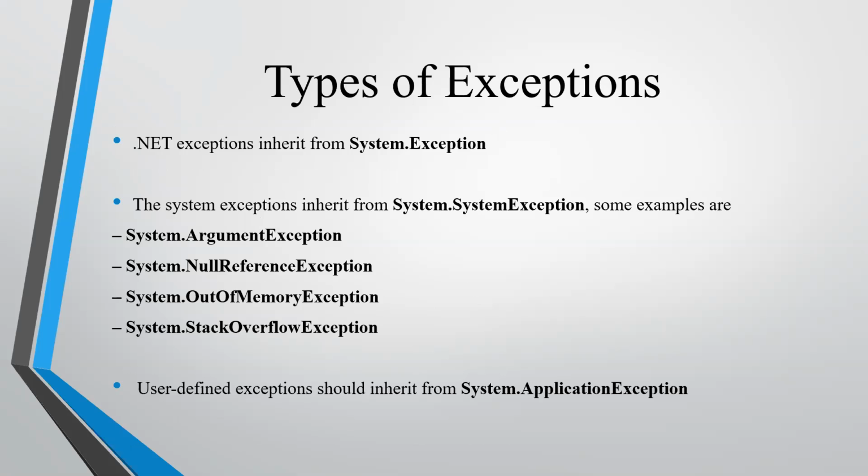Next is types of exceptions. As I mentioned earlier, System.Exception is the parent class. We divide exceptions broadly into two types: system exception and application exception. System exception means the exceptions which are inbuilt in the .NET framework, for example, argument exception, null reference exception, out of memory exception, and stack overflow exception, etc. And if we want to define a custom exception or a user defined exception, in that case we use the application exception class.